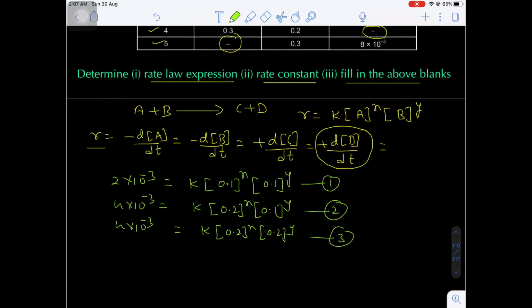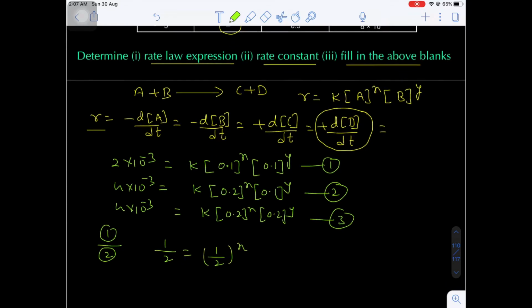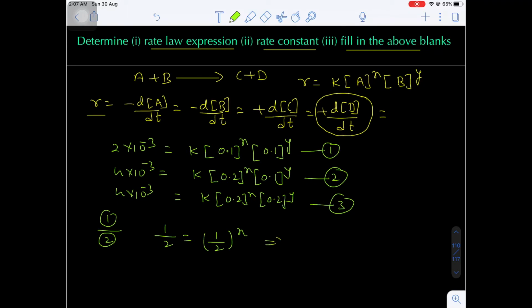Equation number 3. If you see 1 divided by 2, from the left side you will get 1 by 2. From the right side K gets cancelled. 0.1 by 0.2 to the power x, I shall write 1 by 2 to the power x. 0.1 to the power y, 0.1 to the power y gets cancelled. So bases are equal, powers must be equal. So x value equal to 1.